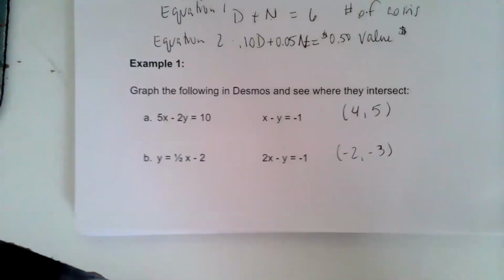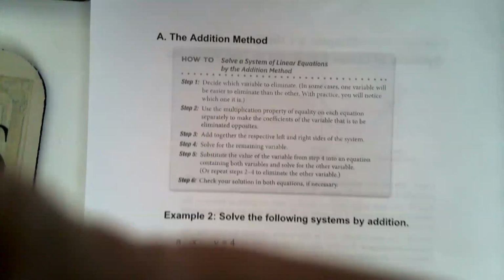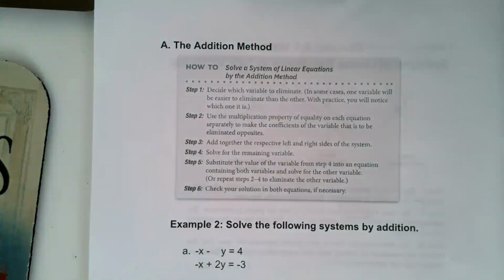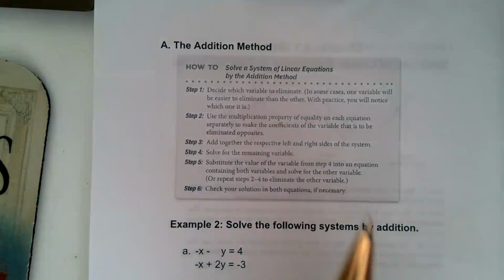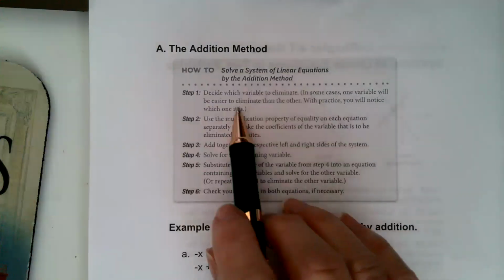So you should have noted the intersection points here. So if you flip the page, you're going to learn one strategy. There's going to be two, but we're going to learn one that's called the addition method to solve for x and y.